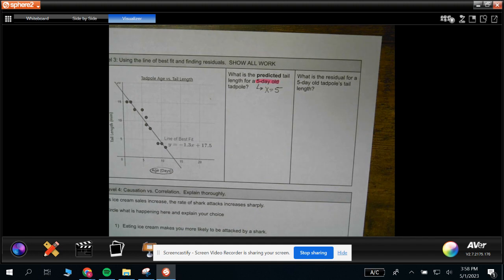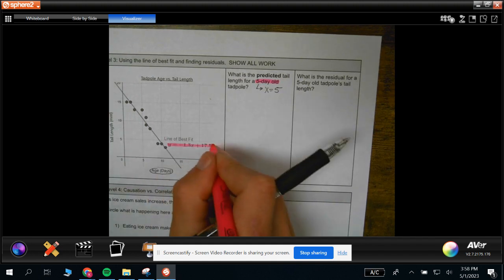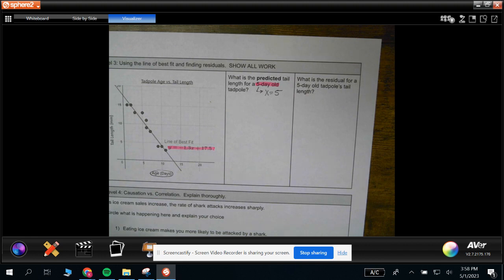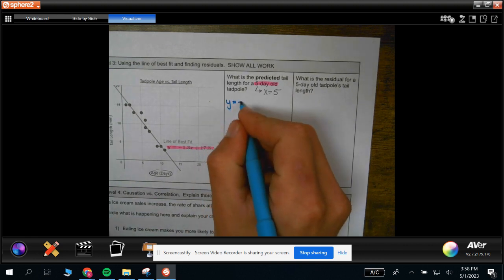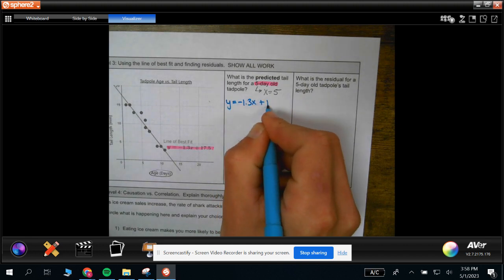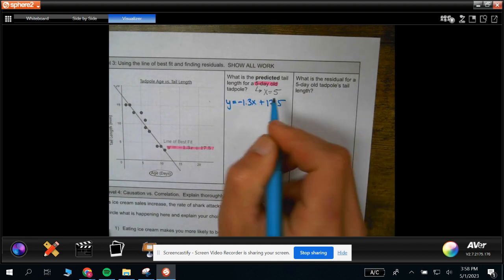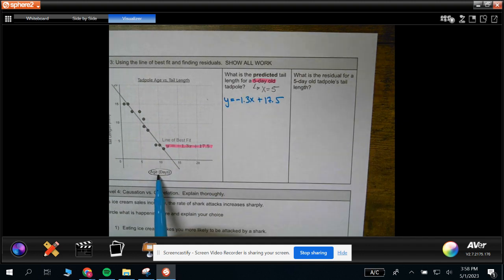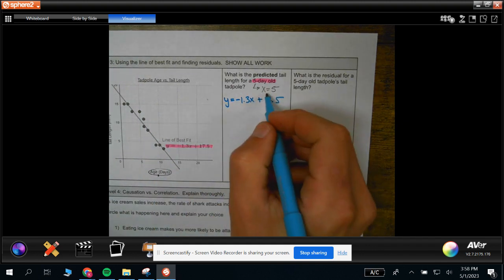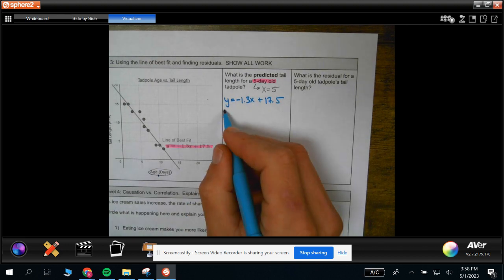Okay. So as I look at my equation here, I'm going to use this equation right there. That's my line of best fit. So I'm just going to rewrite that equation up here. y equals negative 1.3x plus 17.5. Now, I wrote here x equals 5. It's a 5-day-old. 5 days is my age. So I'm going to take that value and I'm going to substitute it for x.